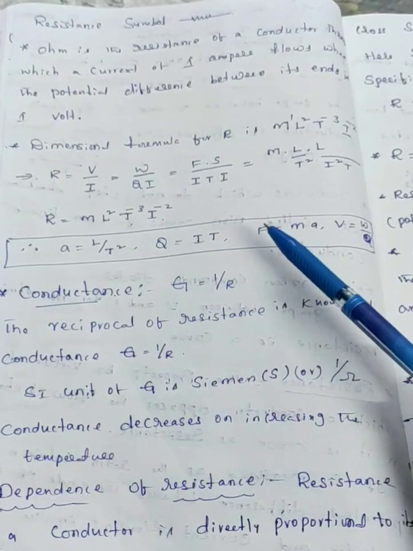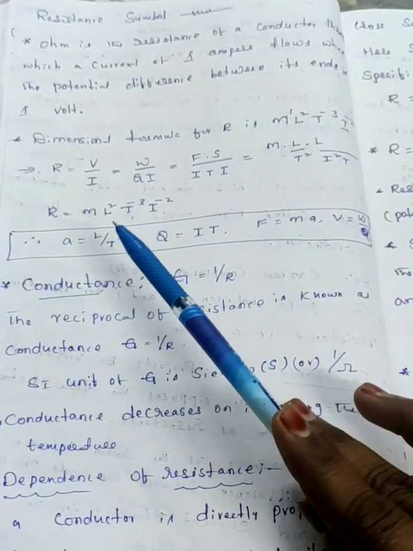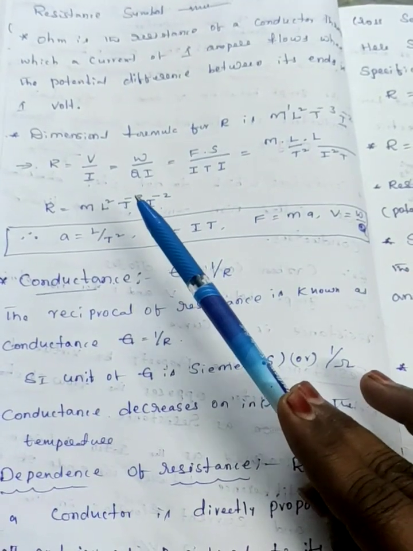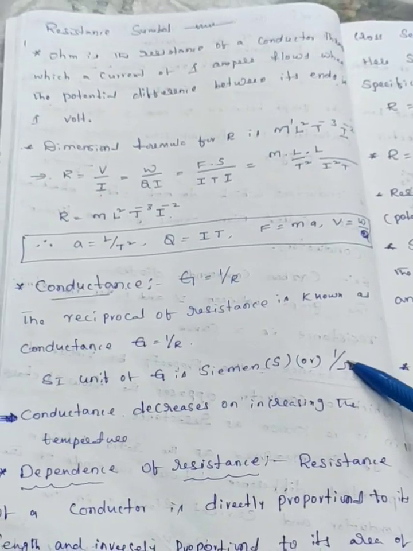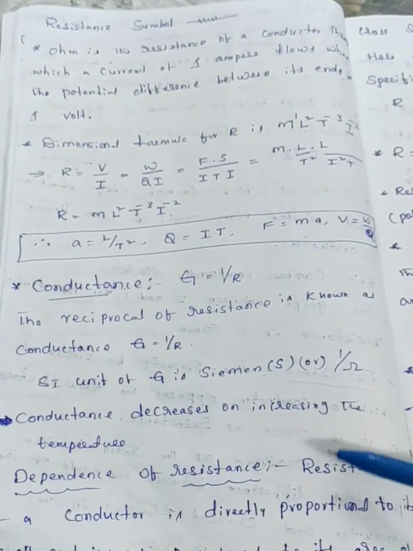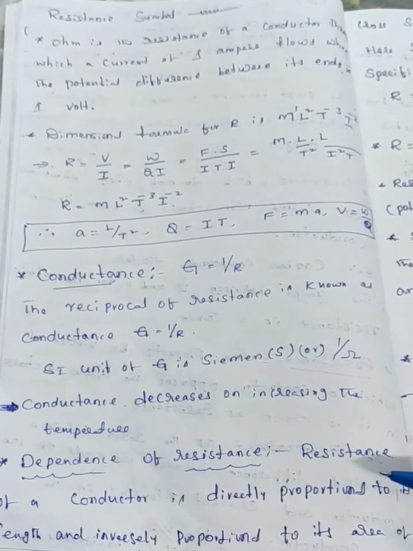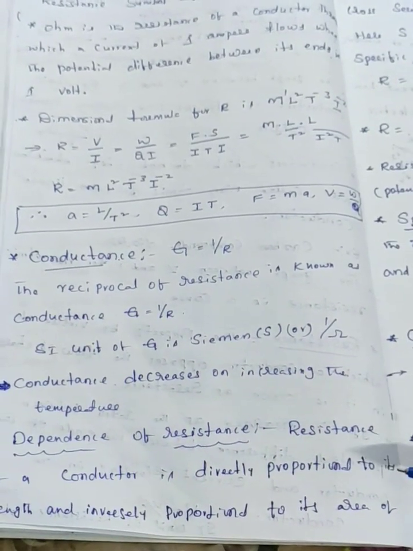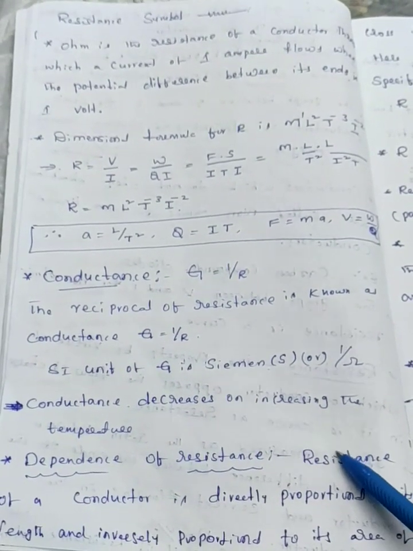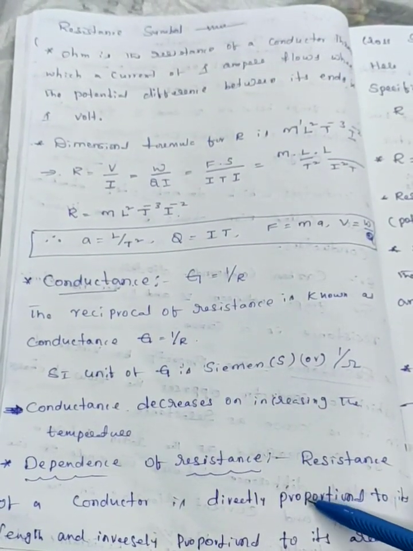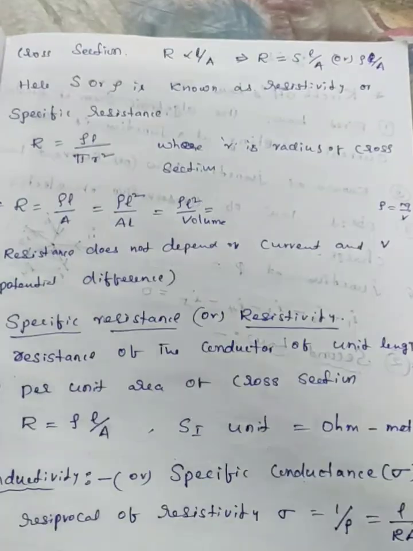For the dimensional formula, we take the reciprocal of resistance and reverse it: M power minus 1, L power minus 2, T power plus 3, I power plus 2. That is the conductance dimensional formula. Next, depends on resistance. The resistance of a conductor is directly proportional to the length and inversely proportional to the area of cross section. That means R is directly proportional to L and inversely proportional to the cross sectional area.